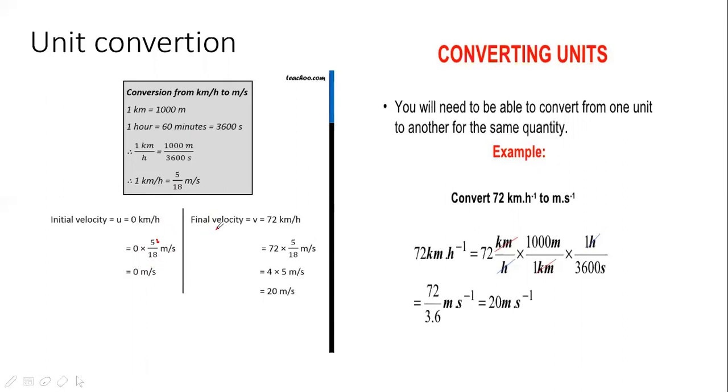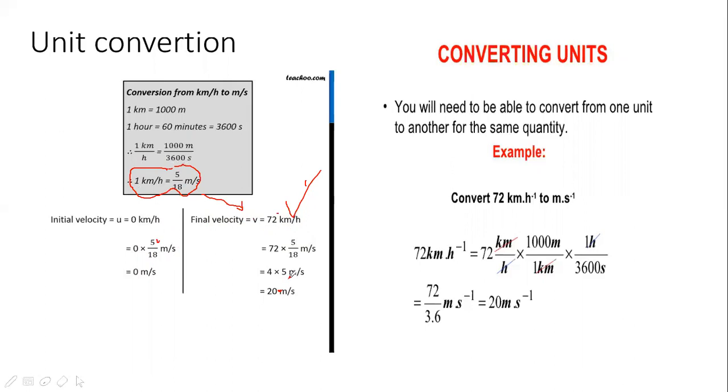If you want to get the final velocity, if the final velocity is 72 kilometer per hour, in place of kilometer per hour you will write this value, because 1 kilometer per hour is equal to so much meter per second. We will write this value over here. So it will give you kilometer per hour in meter per second. So 72 kilometer per hour is equal to 20 meter per second.